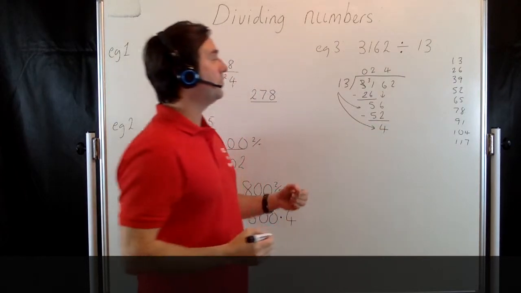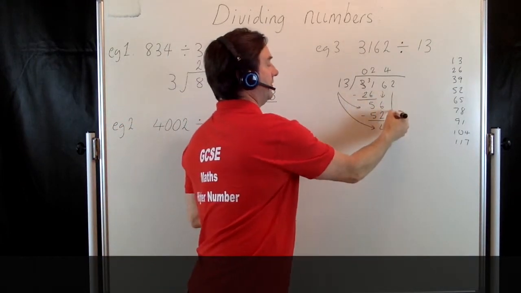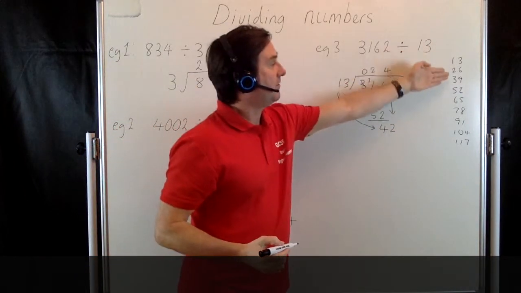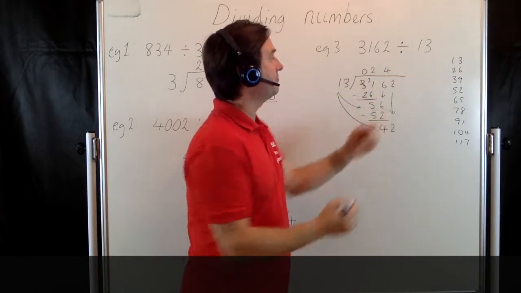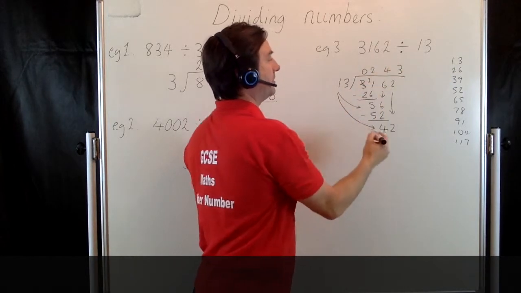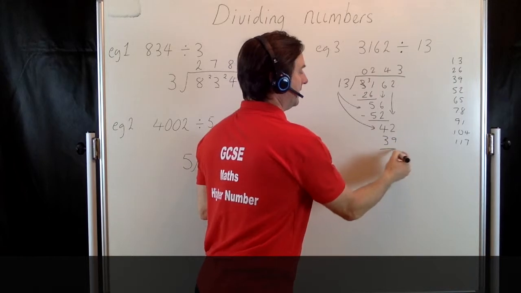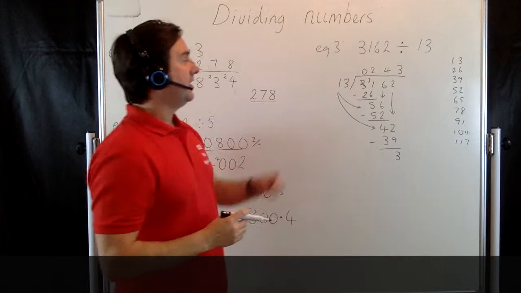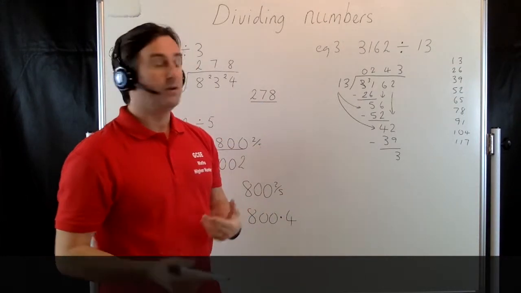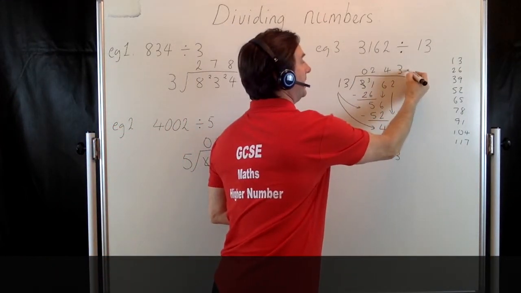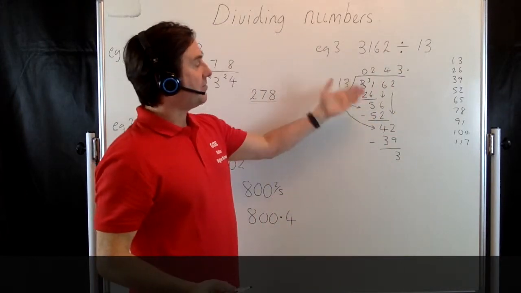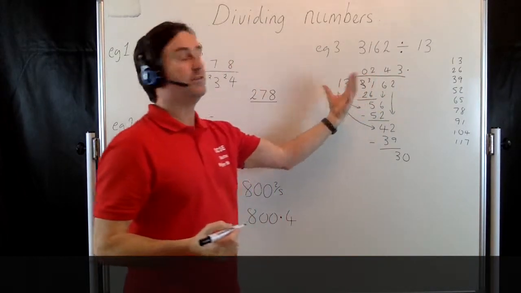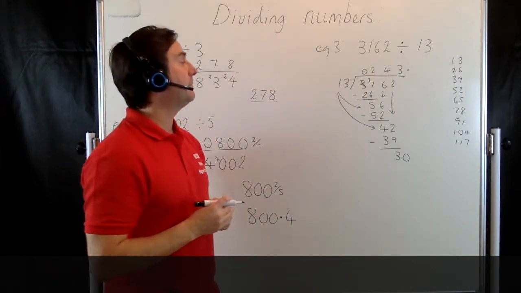13 into 4 will not go, so I have to bring down the 2. 13 into 42, if I look up on my 13 times table, goes 3 times, and 3 13s are 39. 42, I then take away the 39, leaving me with 3. 13 into 3 will not go, so I put a decimal point here. And I bring down an imaginary 0. Now the decimal point takes the place of a 0 that I'd ordinarily put there.